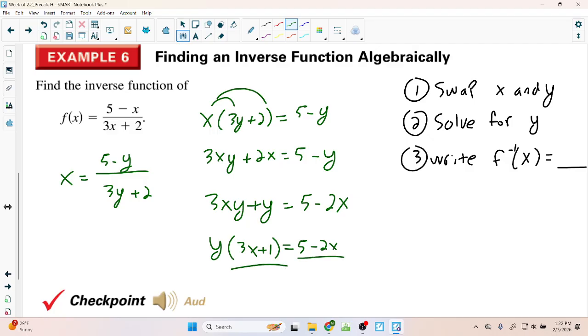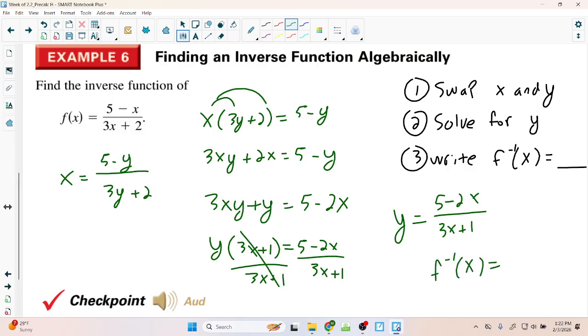So if I divide both sides by that factor, which is 3x plus 1, we will have verified this. So our inverse function is actually this. All we did was swap x and y and solve. There is definitely a little bit of worry about that.